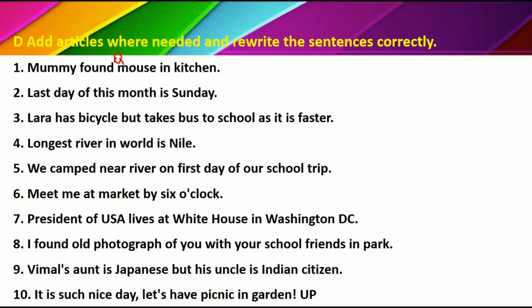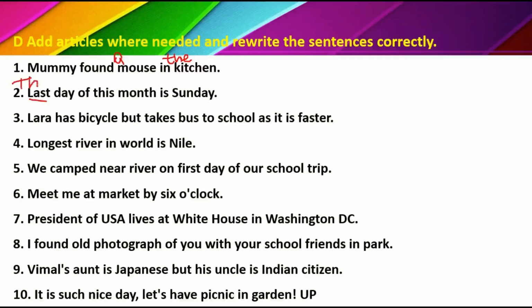I told you kitchen like that places, right? In the kitchen. In the school like that. In the kitchen. Now look at the second sentence. Last day of this month is Sunday. Last day of this month is Sunday. So how do you use, where you have to do? Use this last day, first, last. These are all ordinal numbers. So we have to use the in front of that, right?